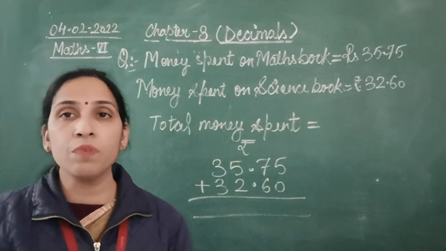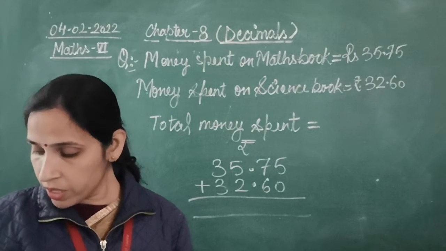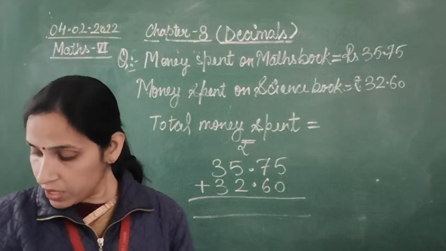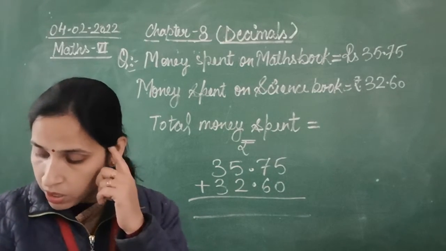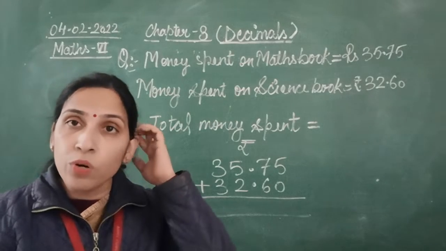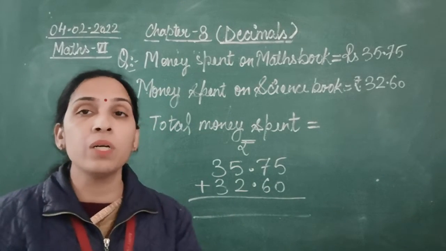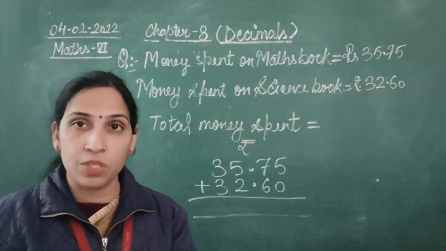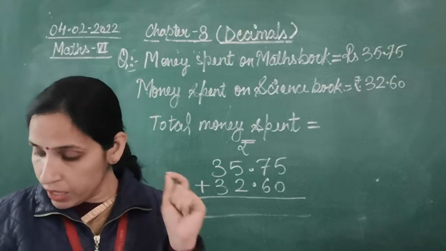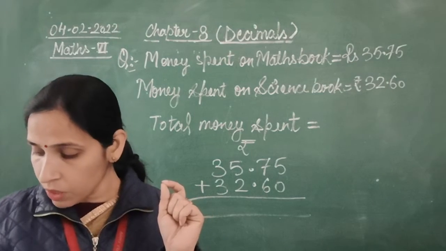Now another kind of question: Nasreen bought 3 meter 20 centimeter cloth for her shirt and 2 meter 5 centimeter cloth for her trouser. Find the total length. Again the word total has come. What I have told you just now is that wherever the word total comes, there you need to do addition only. You are going to use only the addition operation.